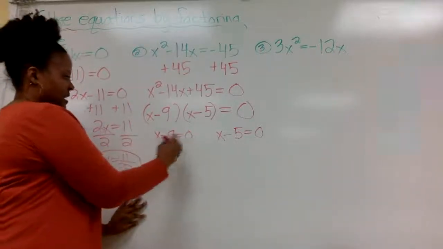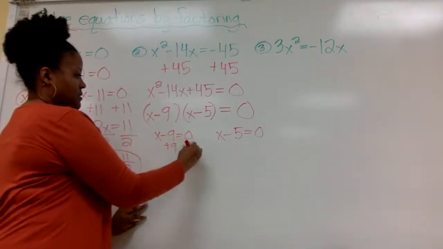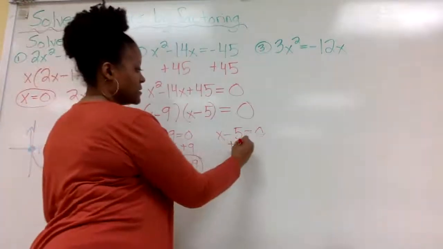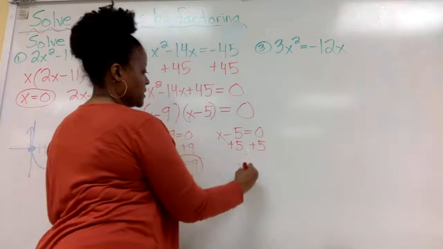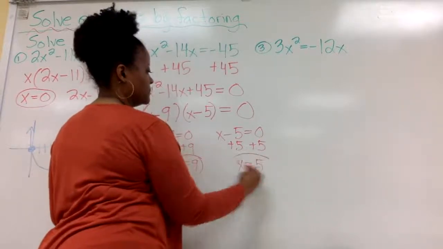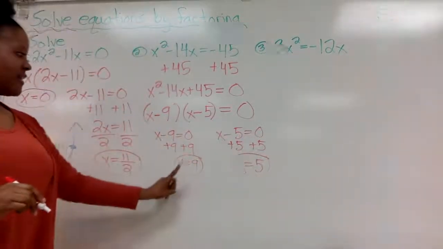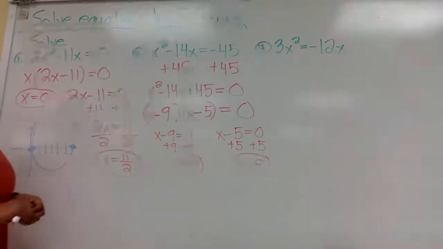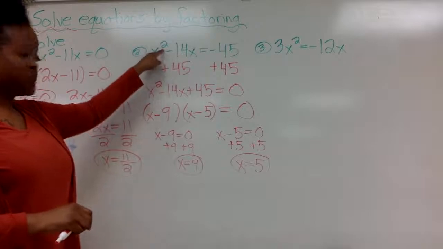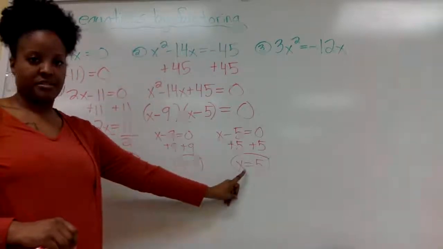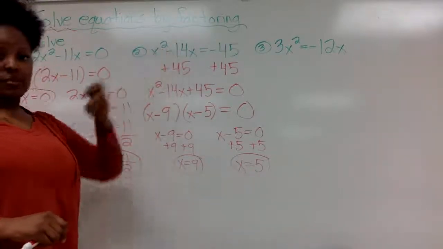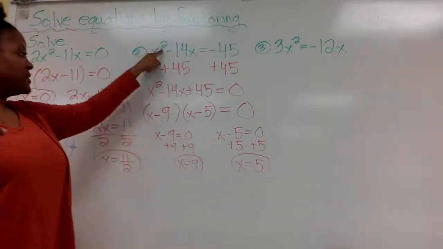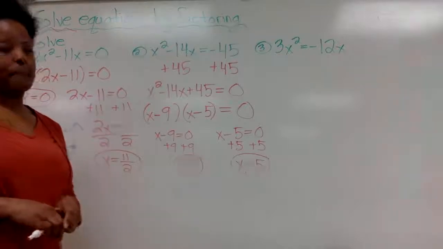These are simple equations. Add 9 to both sides, we'll get 9. Add 5 to both sides, we get 5. So my two answers are 9 and 5. I do want to note that since these are quadratic equations and the highest exponent is 2, that's why we're getting 2 answers. If my highest exponent was 3, we'd get 3 answers. If it was 5, we'd get 5 answers. But my highest exponent is 2, so I'm going to get 2 answers.